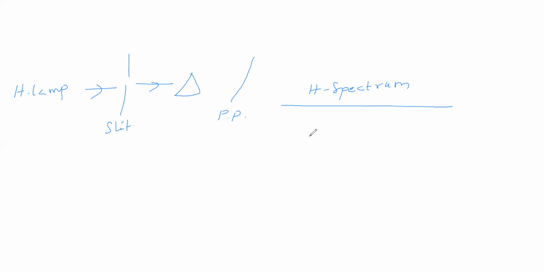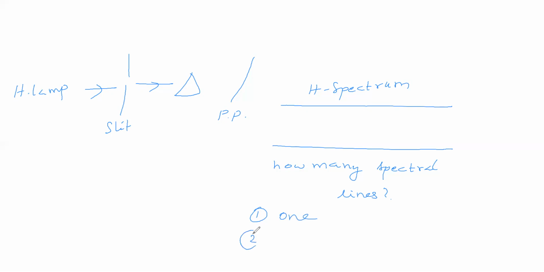Now you say, in the hydrogen spectrum, how many spectral lines will be there? Shall we say the number of spectral lines is exactly one? We are talking generally about the number of spectral lines, we just gave the hydrogen spectrum. We did not mention anything particularly.